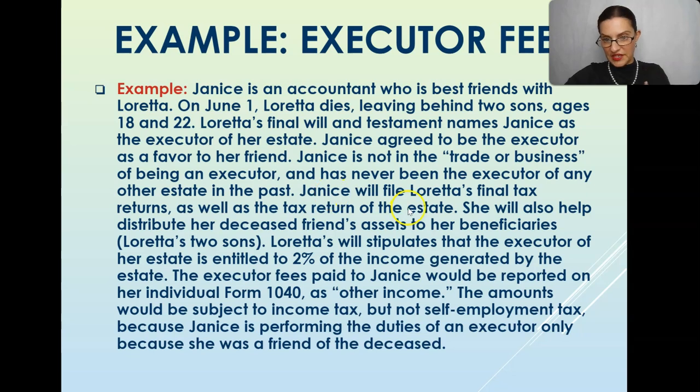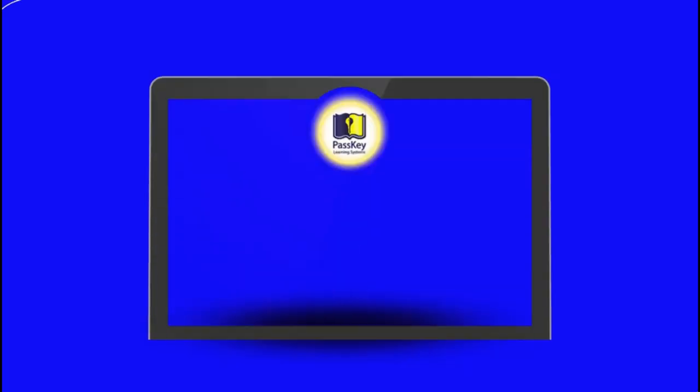The executor is Janice. She will also help distribute her deceased friend's assets to her beneficiaries, who are Loretta's two sons. Loretta's will stipulates that the executor of her estate is entitled to 2% of the income generated by the estate. Now, the executor generally gets paid, as I said before, and usually they will get paid a percentage of the income coming into the estate. Sometimes they can just get a flat cash amount too.